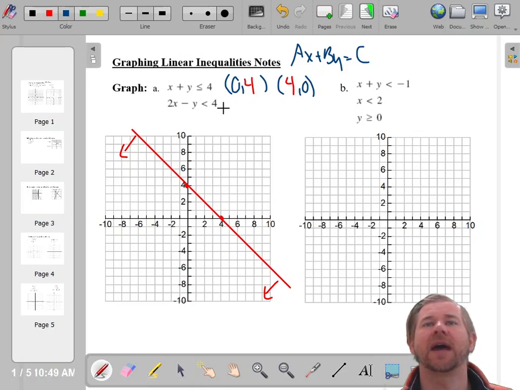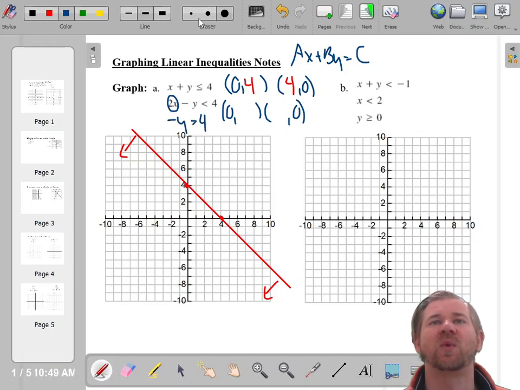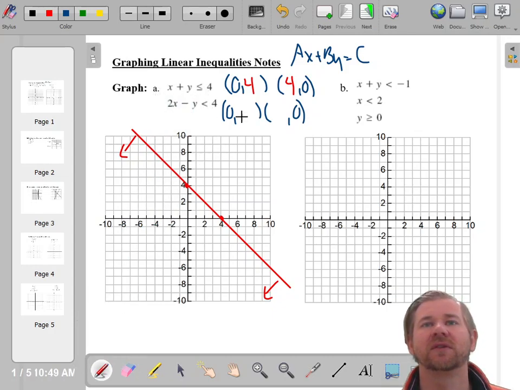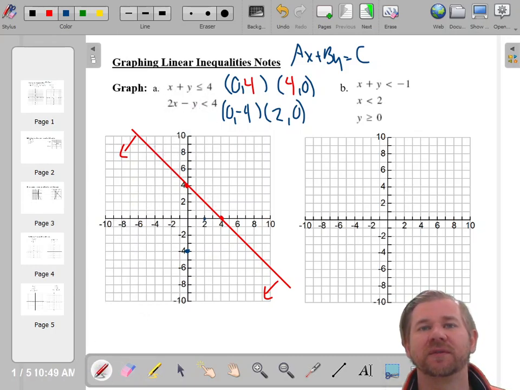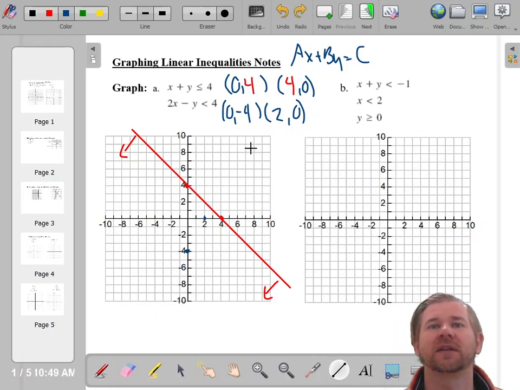So the x and y intercepts: if you plug in 0 for x, this goes away, and you get negative y equals 4, so that means y equals negative 4. So the y-intercept is negative 4. And then if I plug in 0 for y, 2x equals 4, so x must be 2. So that is my x-intercept at positive 2. Now, because this is strictly less than, I'm going to use a dashed line. So when I draw it, I can do better.